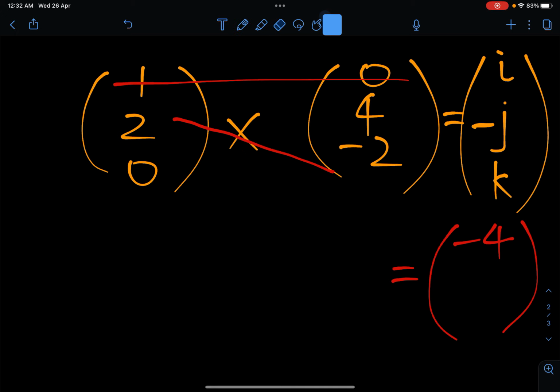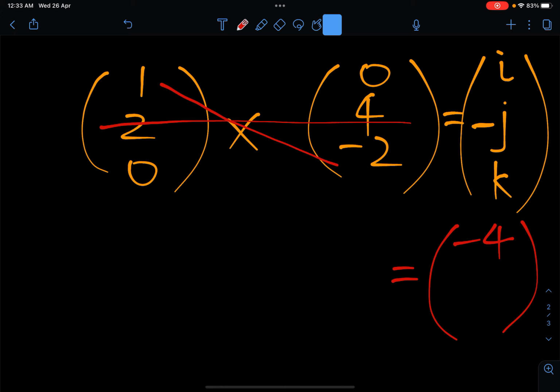So now let me erase this. Now you want to calculate the J. So what you do is you block out the J. Then it's always slant down first. 1 times negative 2 is negative 2 minus 0. But remember, J always, you need to change the sign. So it's negative 2 minus 0. That gives you negative 2.